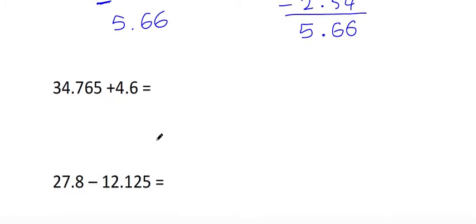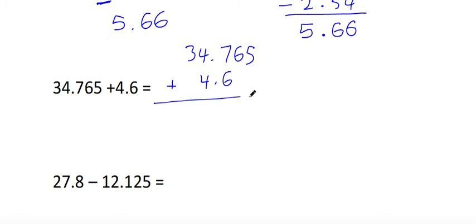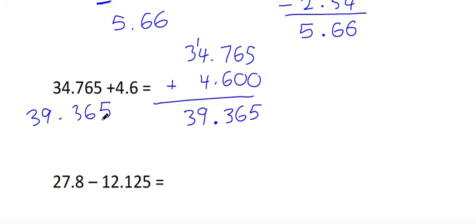Next one, 34.765 plus 4.6. Just put it in vertical form. Let us complete the empty places with zeros. Now we can add: 5 plus 0 equals 5, 6 plus 0 equals 6, 7 plus 6 equals 13, 3, and carry 1 here. It will be 5 plus 4 equals 9, and we have 3 down. So it will be 39.365.